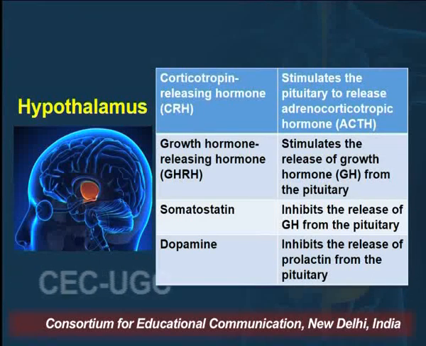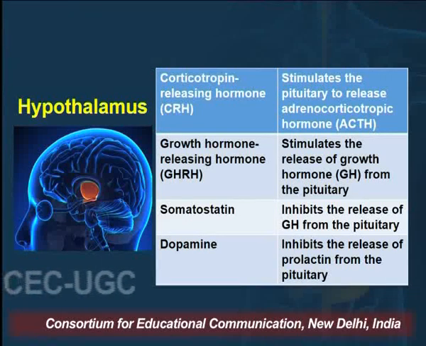Then somatostatin inhibits the release of GH from the pituitary. Then dopamine inhibits the release of prolactin from the pituitary gland.